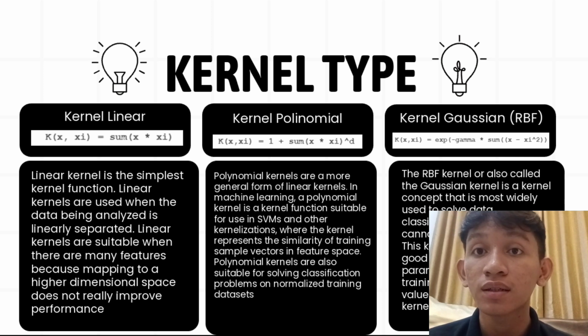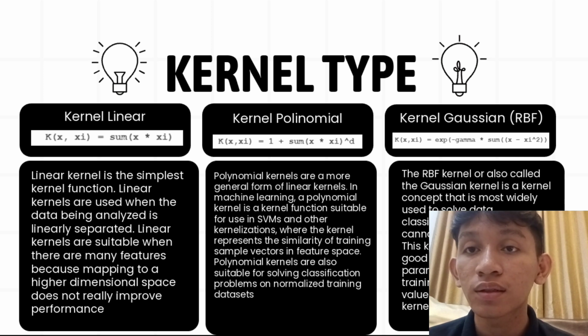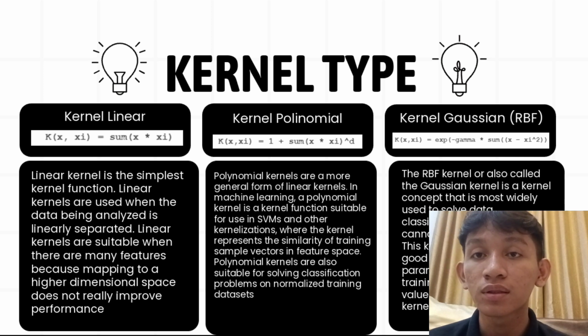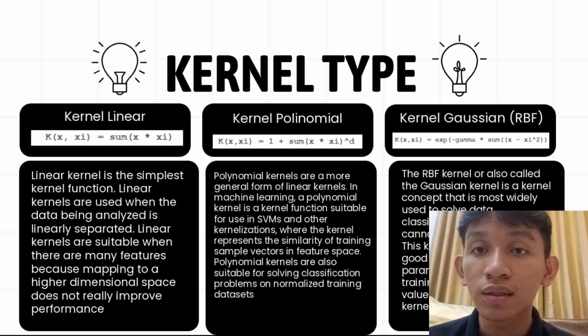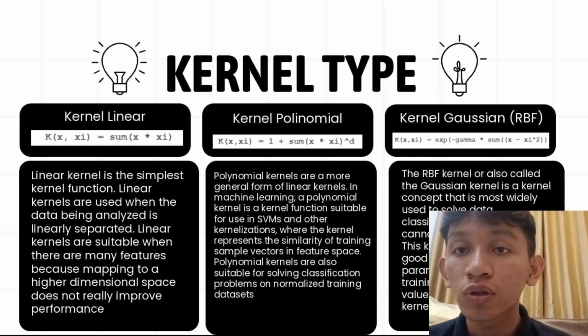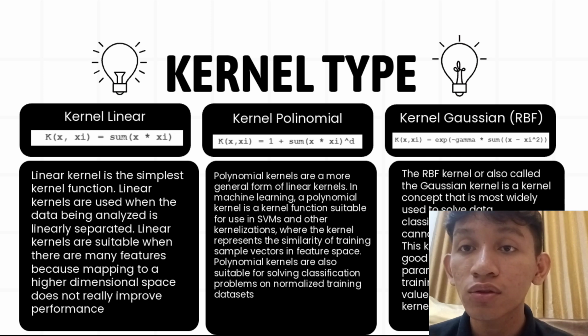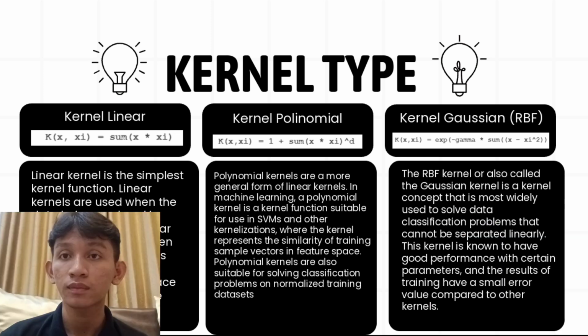In machine learning, a polynomial kernel is a kernel function suitable for use in SVMs and other kernelizations, where the kernel represents the similarity of training sample vectors in feature space. Polynomial kernels are also suitable for solving classification problems on normalized training data.